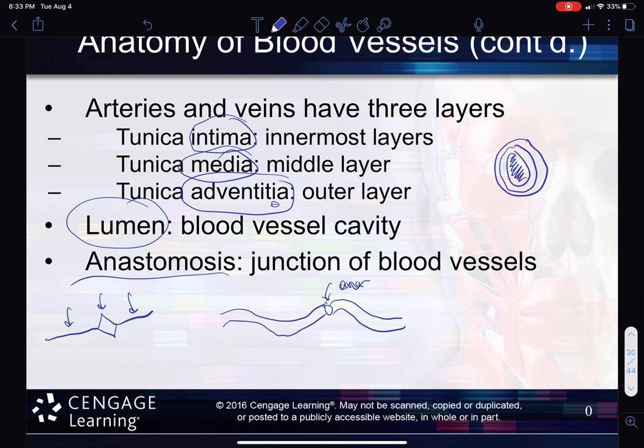Sometimes these connections actually allow blood to pass through. Sometimes they don't. They just actually join, but they don't actually pass blood back and forth between one another. But you just are responsible to understand what an anastomosis is.